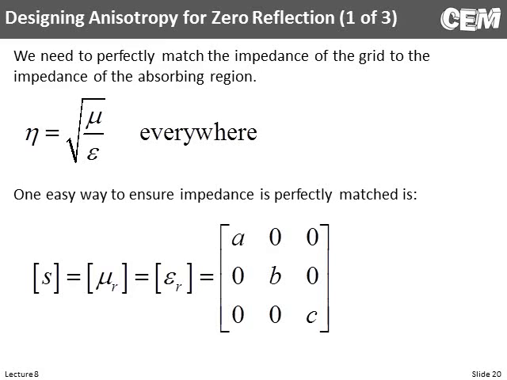So we want to keep the impedance matched from the problem space into the PML. The easiest way to do that is just to set the permeability and permittivity inside the PML equal. So as long as they're equal, their ratio, which makes a little bit less sense with tensors, is going to always be 1, and that will always match to free space. So we're going to make the mu and epsilon tensors the same thing, and so we'll just call it S, and we're going to make it diagonally anisotropic with A, B, and C. And now we have to figure out what A, B, and C need to be to make this all work.